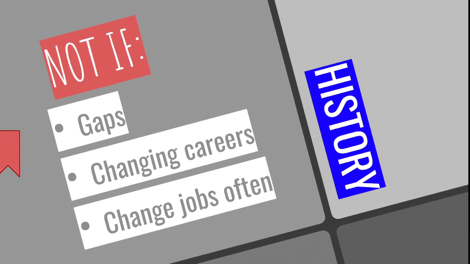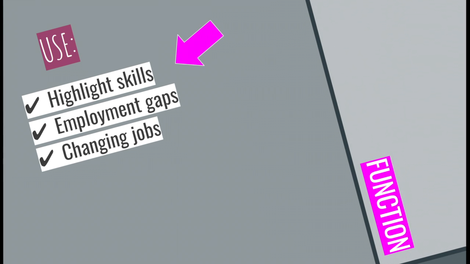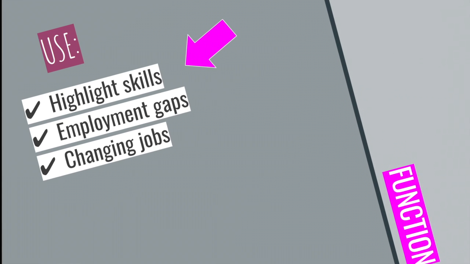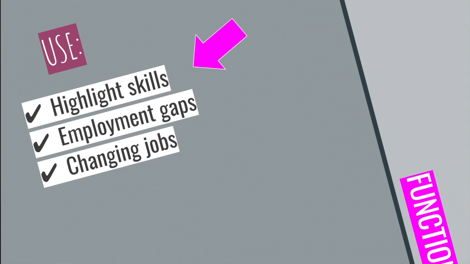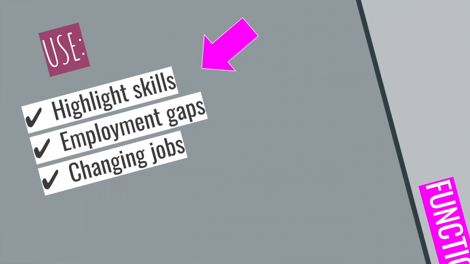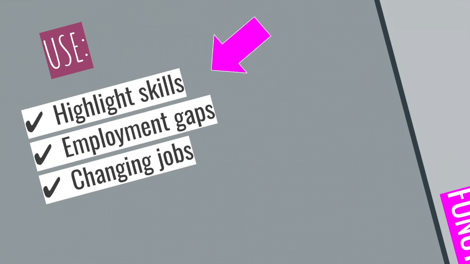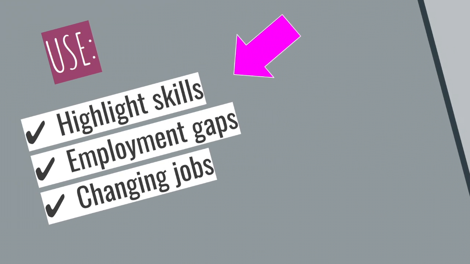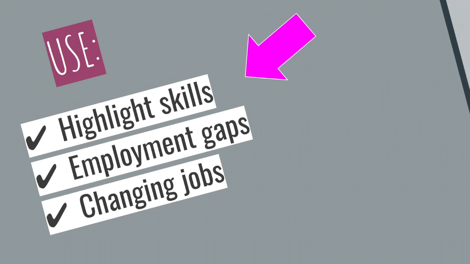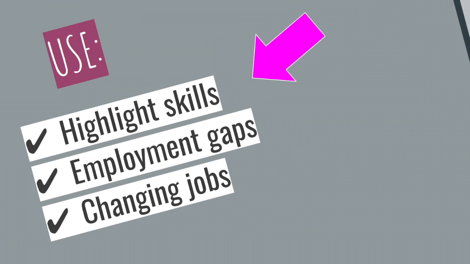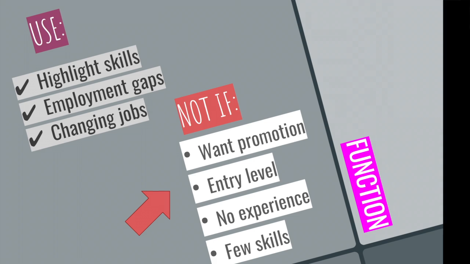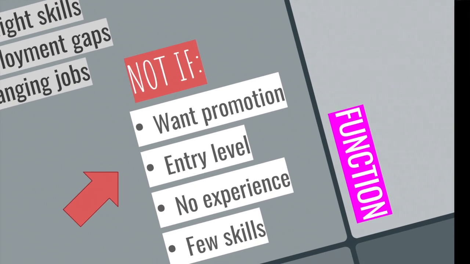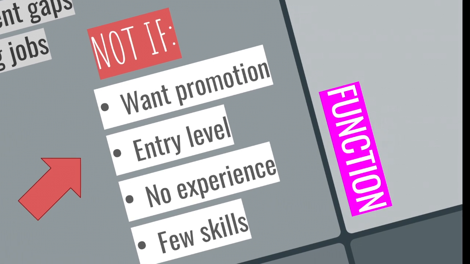The other one is function. This is if you have really specific skills, so maybe you're a developer or a journalist or a designer. If you have employment gaps, so maybe you went a year or two without doing anything, for whatever reason, that's okay, but you don't want to emphasize that, this functional resume or functional CV would be a good idea for you. Also, if you're changing jobs frequently, this could be another idea. If you're going for a promotion, if you're entry level, if you don't have a lot of experience, and you don't really have specific skills, this functional resume is not the one that you want to use.